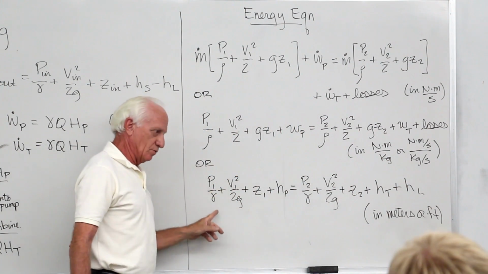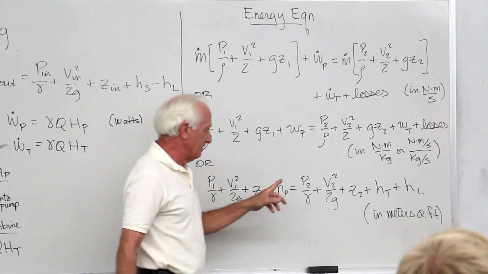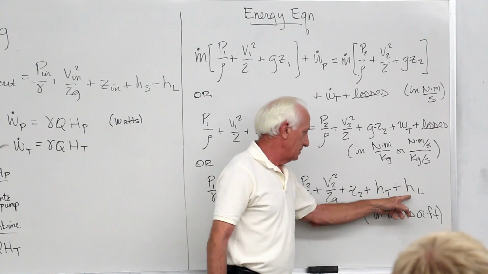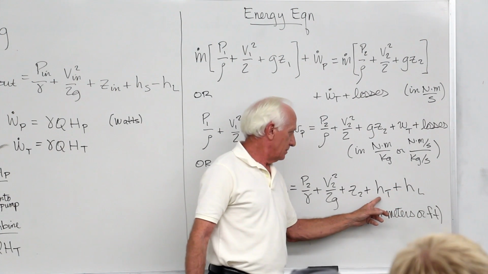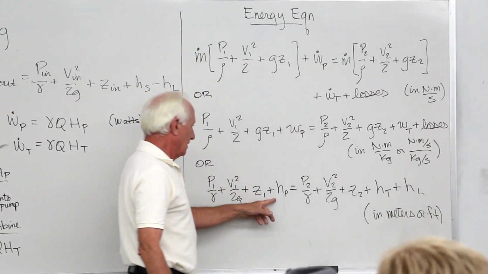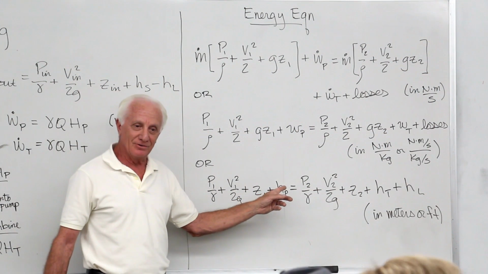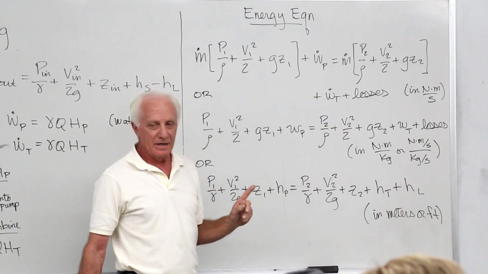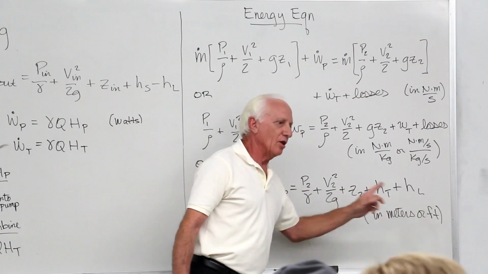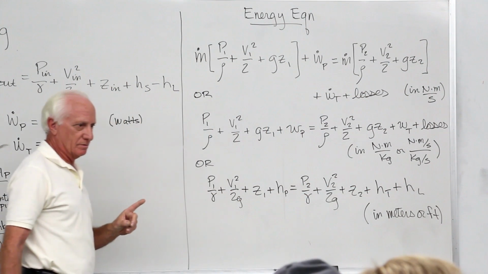Or you use this one, where now everything is in meters or feet. This is called the head loss in feet. The turbine, the pump. If there's no pump, HP goes to 0. If there's no turbine, HT goes to 0. If there's no losses, HL goes to 0.